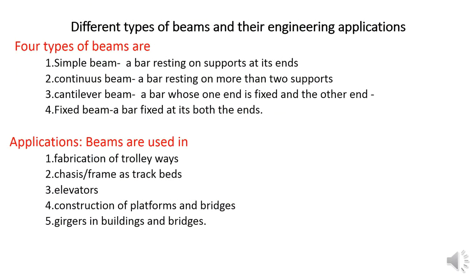Different types of beams and their engineering applications. There are 4 types of beams. Simple beam, a bar resting on supports at its ends. Continuous beam, a bar resting on more than 2 supports. Cantilever beam, a bar whose one end is fixed and the other end is free. Fixed beam, a bar fixed at both ends.